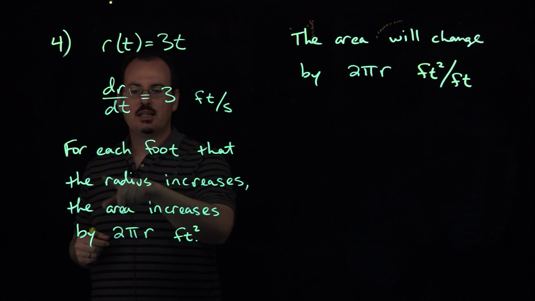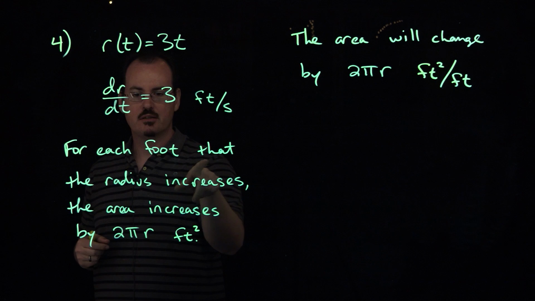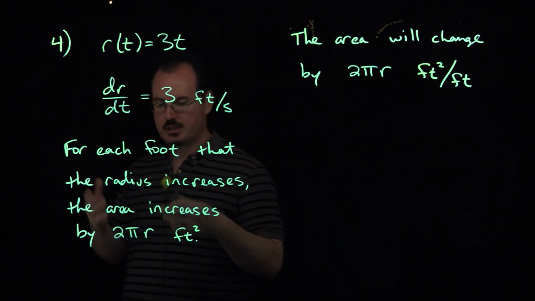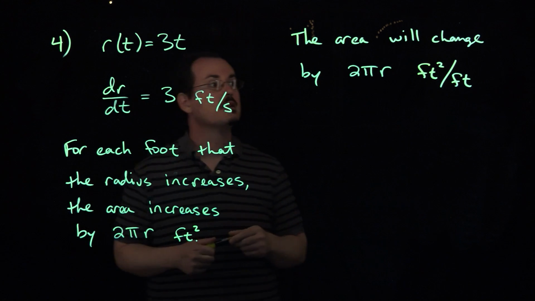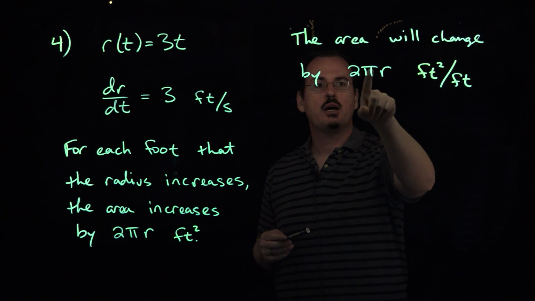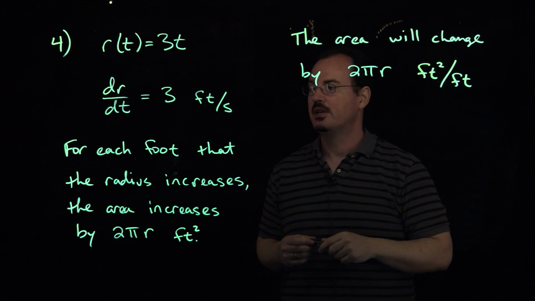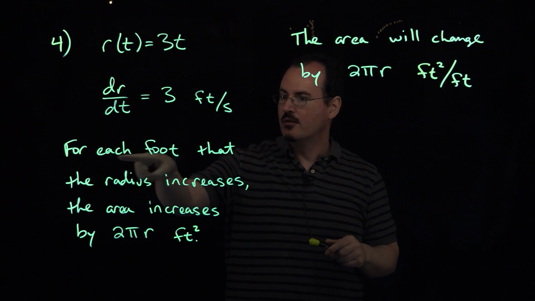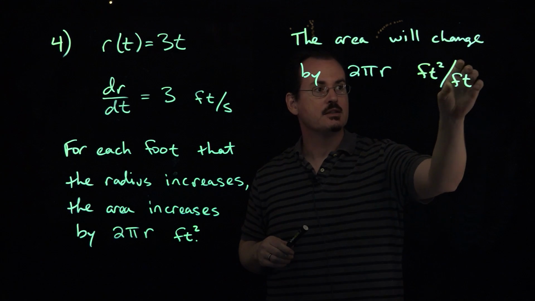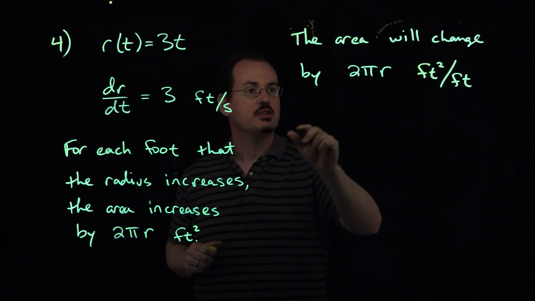Okay, and then for each foot that the radius increases, in other words, if I have a 1 foot increase in the radius, then the area is going to increase by 2 pi r feet squared, because the area of a circle is 2 pi times the radius. So another way that we can look at that is that the area will change by 2 pi r square feet for every 1 foot change in the radius. So again, if we read what it says here, for each foot that the radius increases, the area is going to increase by 2 pi r feet squared.